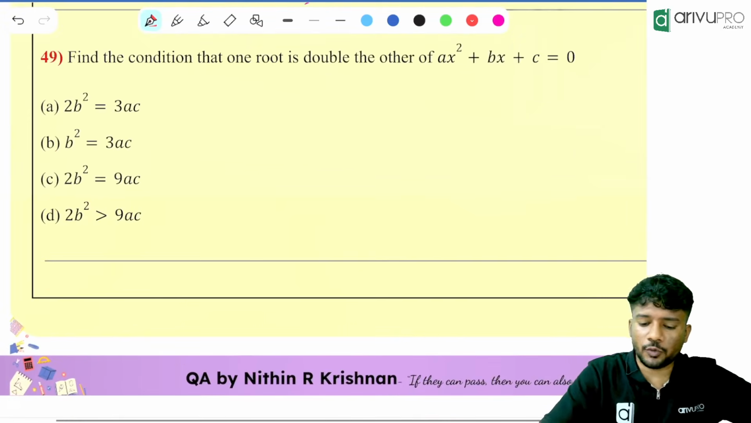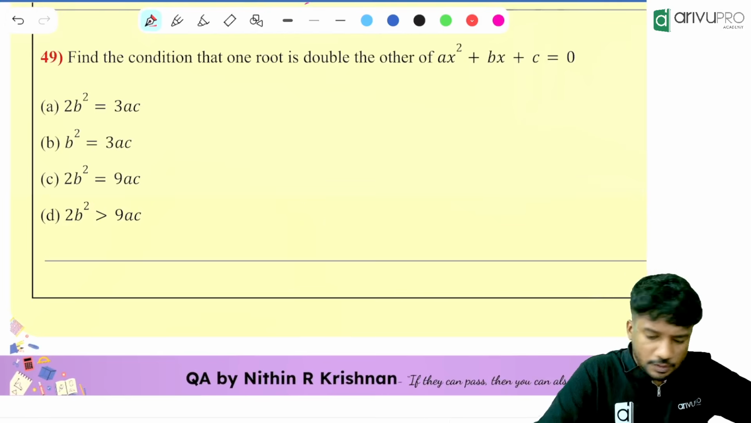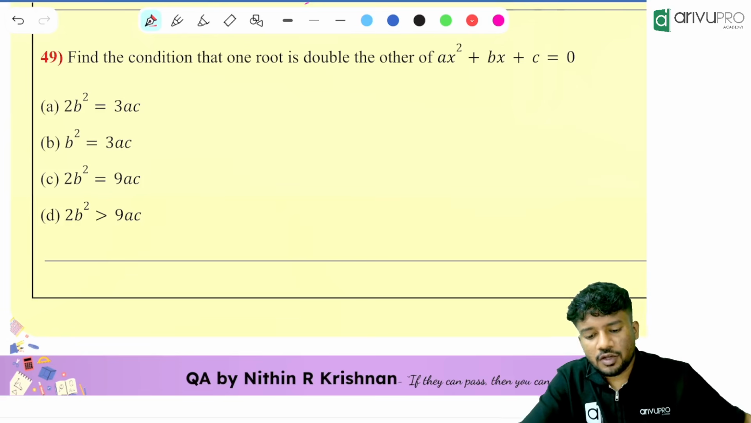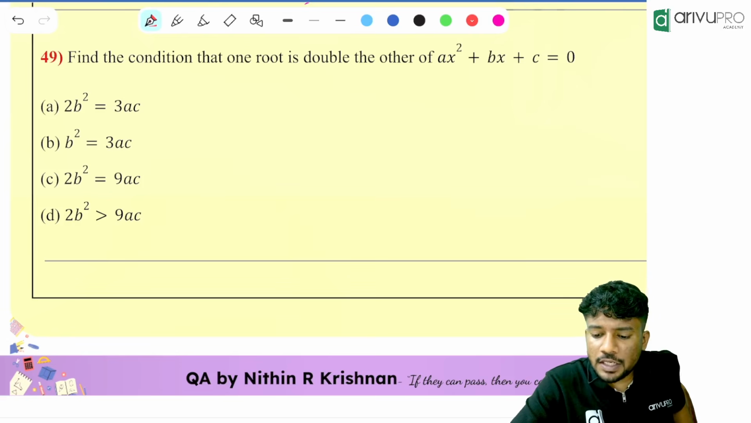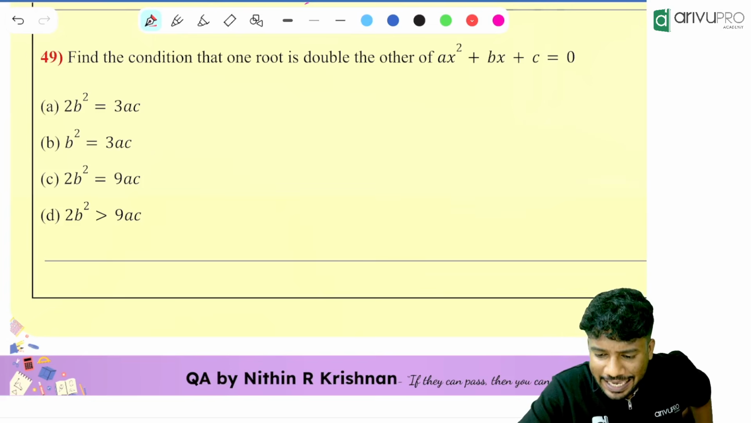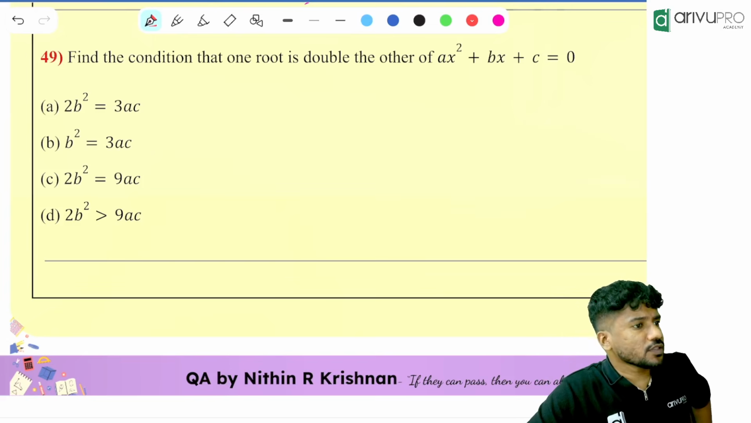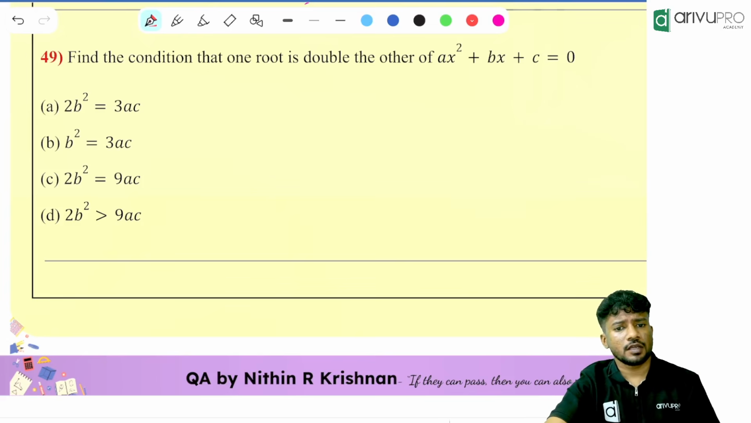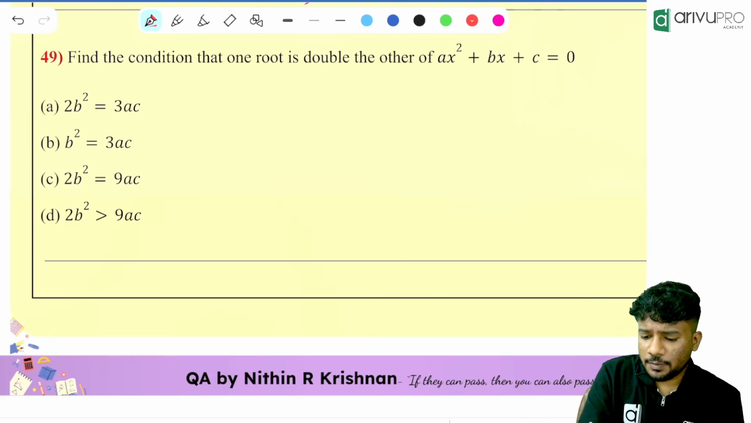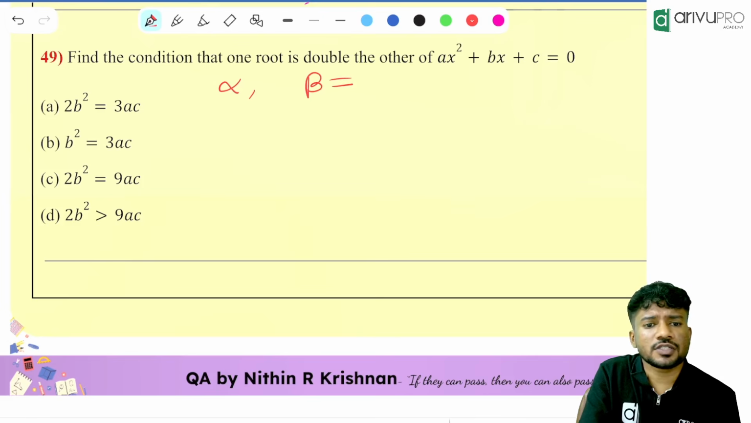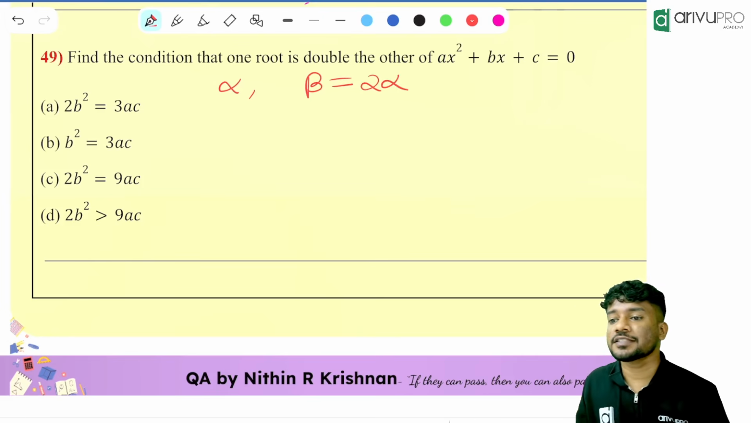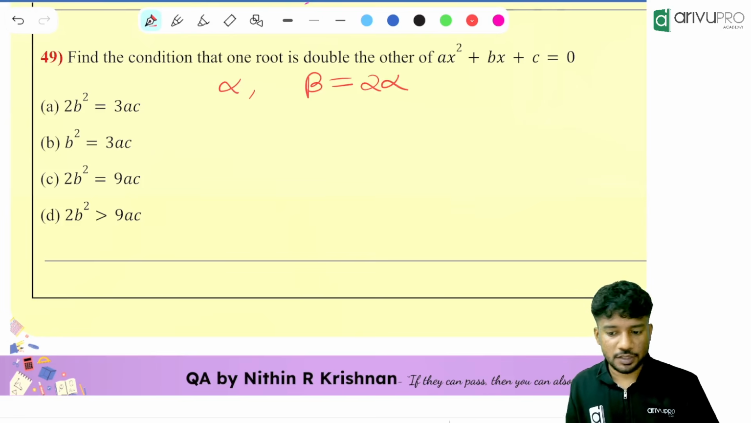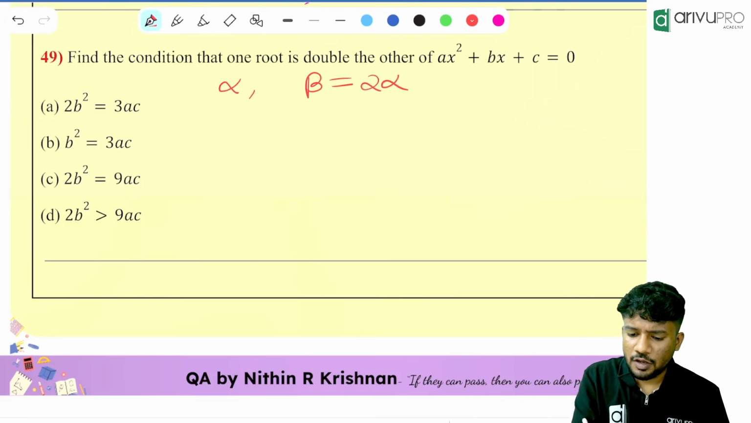This question, now you try. Find the condition that one root is double the other of ax square plus bx plus c. What do you mean by one root is double the other? One root is double the other means if alpha is the first root, beta will be equal to how much? 2 alpha. That is the meaning of double the root. Now, people, what is the product of the root? Product is how much?